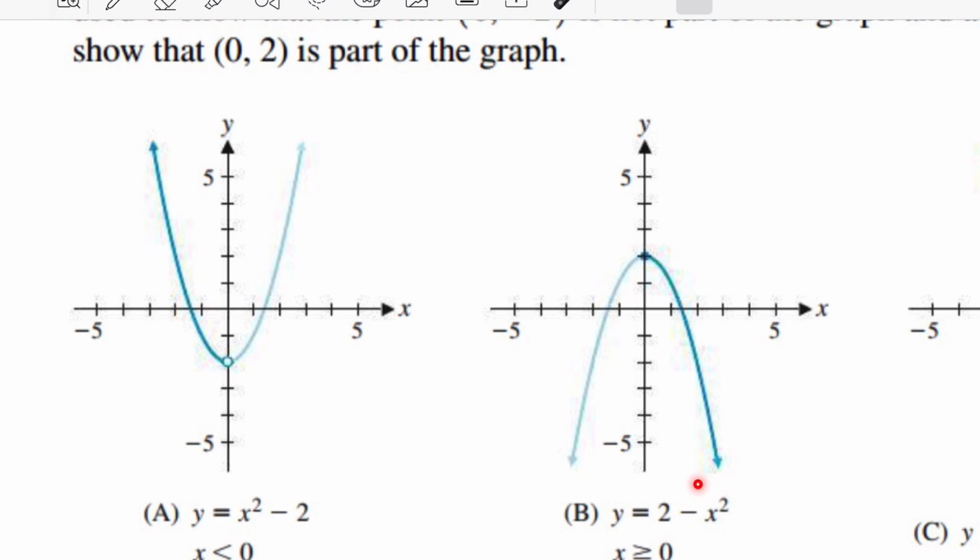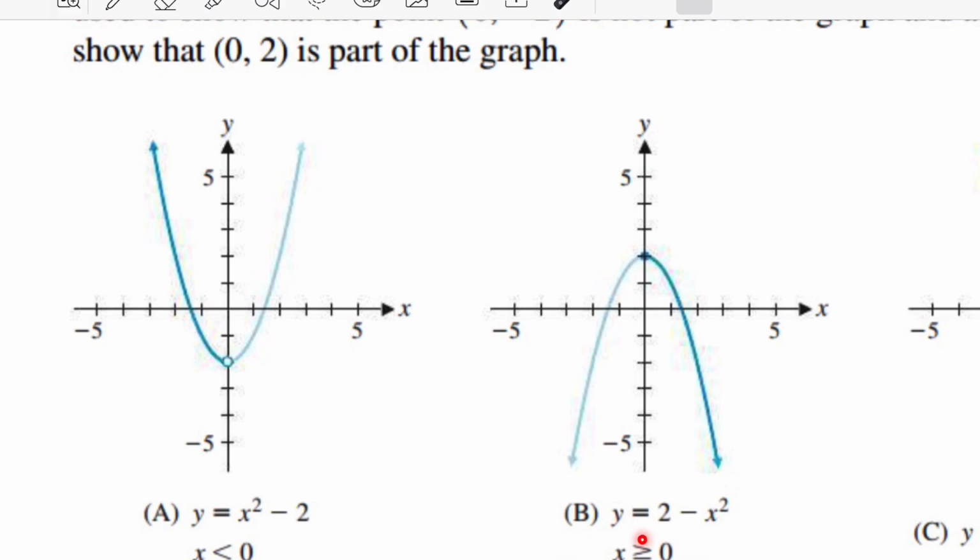Now looking at graph B, y is equal to 2 minus x squared, we see that this is again a parabola, and then we have this negative out in front of our function. So this tells us that we're reflecting over the x-axis. So our parabola looks like this. And then this positive 2 here tells us that we're shifting it 2 units up. So this is what our graph looks like.